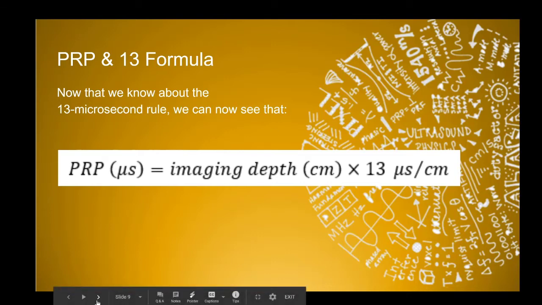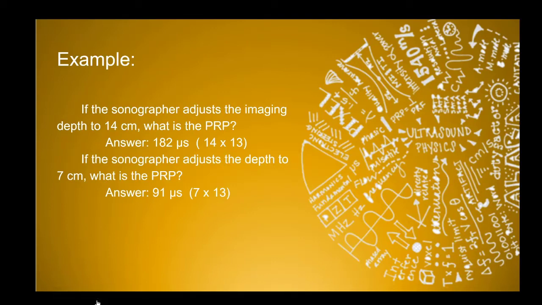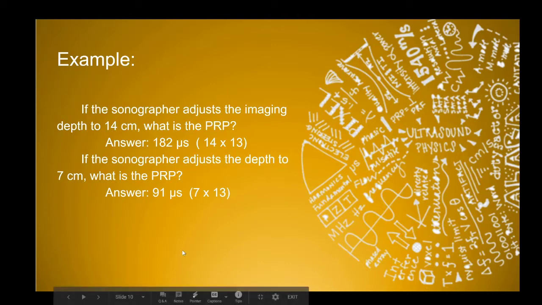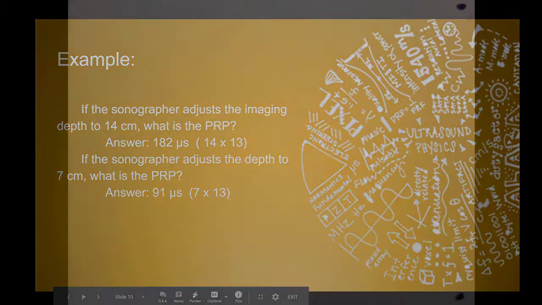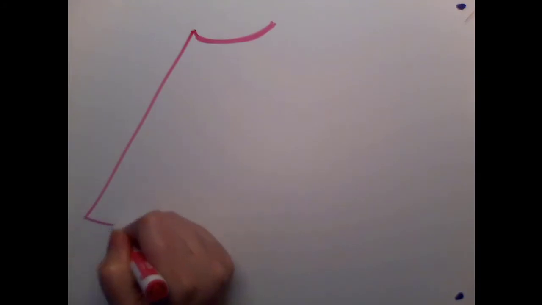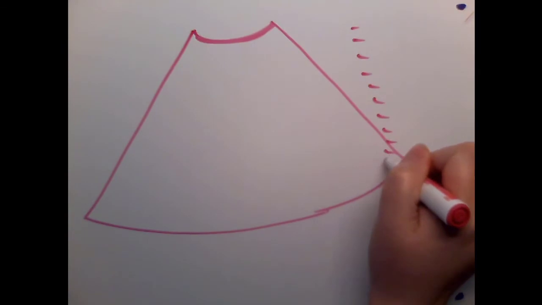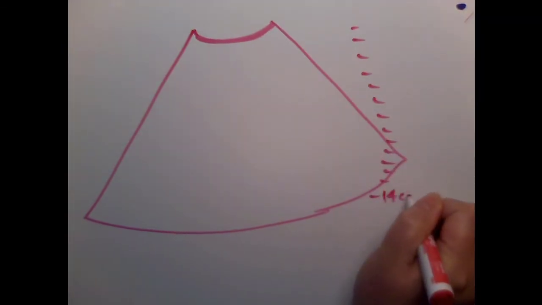So let's take a look at an example here. Our example says, if our sonographer adjusts the imaging depth to 14 centimeters, what is the PRP? And then it asks, what is the PRP if it is 7 centimeters? So let's head to the whiteboard and take a look at these. We've got our transducer up here, and the first question is asking about the maximum imaging depth, so our sector is opened up all the way down to 14 centimeters.